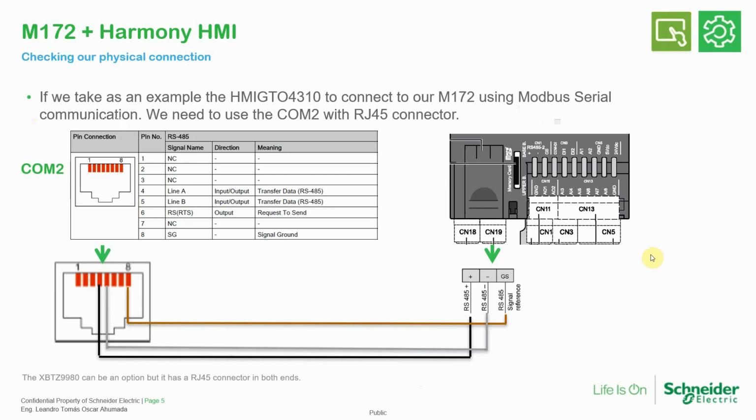So if we select the Modbus serial communication, okay, we can use this port. We can also use the other one, but we need to configure this as only a slave. And if we use, for example, the HMI GTO 4310, okay, it uses Modbus, and we use this kind of connector. So this is the cable that we want to use. In this case, we can use this reference as a cable, but the problem here is that it uses RJ45 connectors on both ends, so we should cut one end and use the wires.